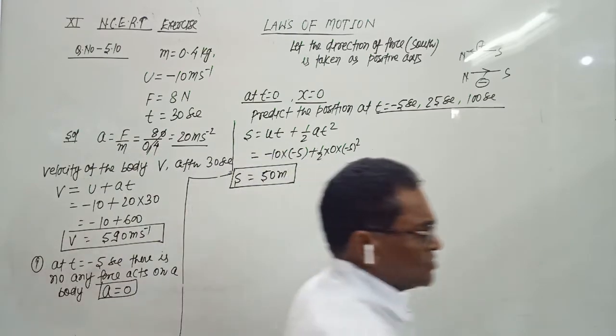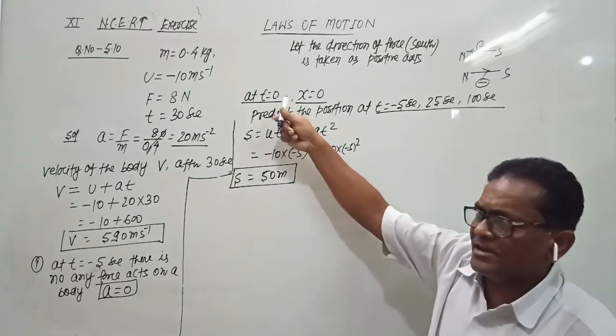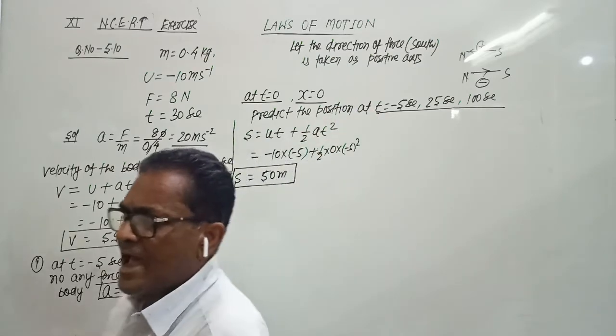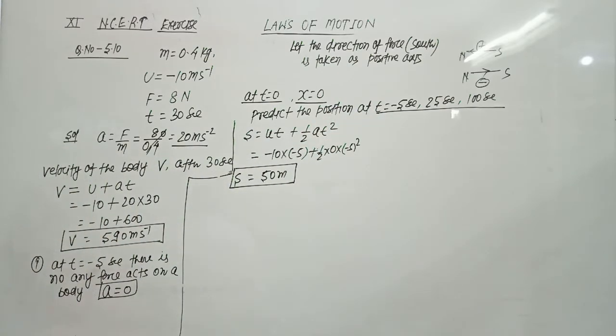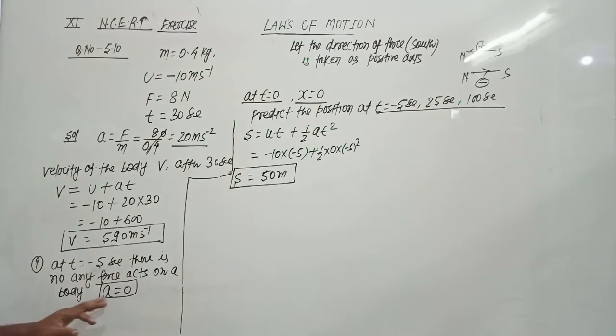And at t equals -5 seconds, there is no force acting on the body, because the force started after time t equals 0. So before time t equals 0, there was no force acting on the body, and therefore the acceleration a was 0. Now the next part which we have to calculate is at time t equals 25 seconds.